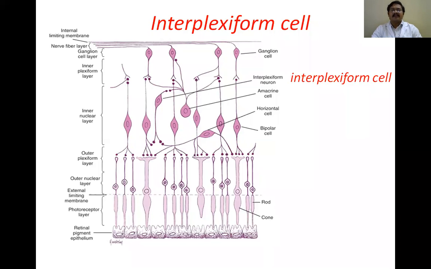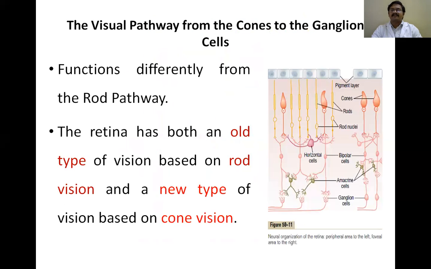There are so many cells present in the retina. Apart from these cells, we don't know the functions of some of them. There are multiple cells, and even today we don't know some of the cells.